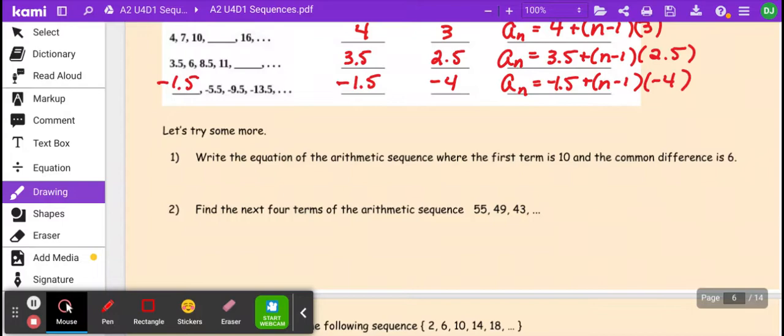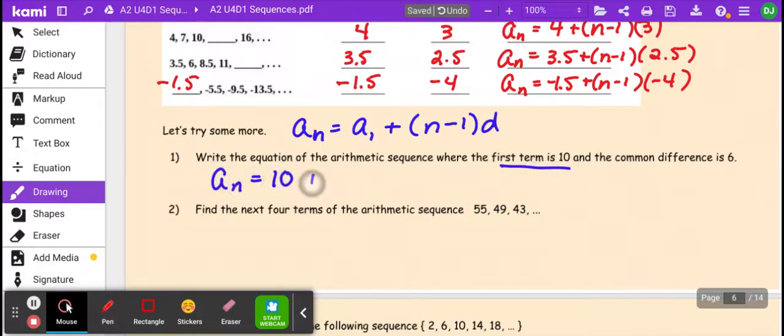But again, a sub n equals the first term plus n minus 1 times the common difference. So that would be a sub n equals, it gave me the first term is 10, plus n minus 1. Remember, we don't fill in the n when we're writing the explicit equation. And then the common difference is 6. That easy. I know you're saying this is pretty easy. What's the catch? Not a catch, really. Okay, look at the next one.